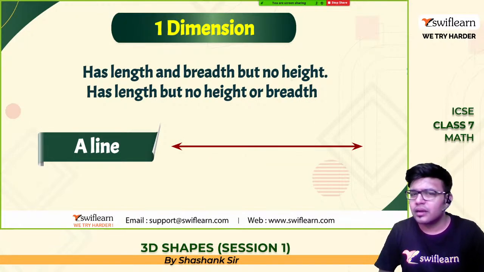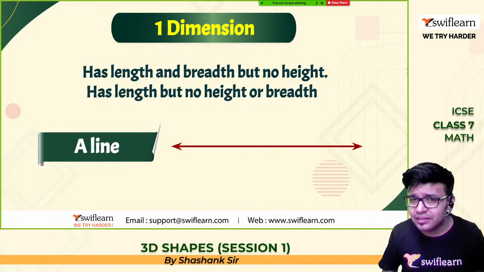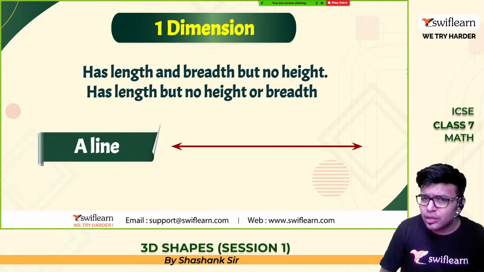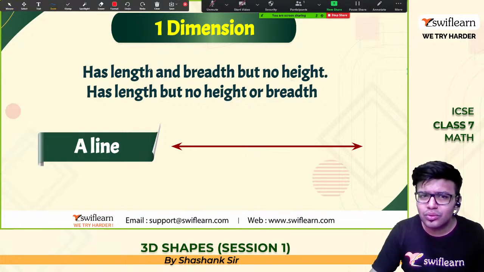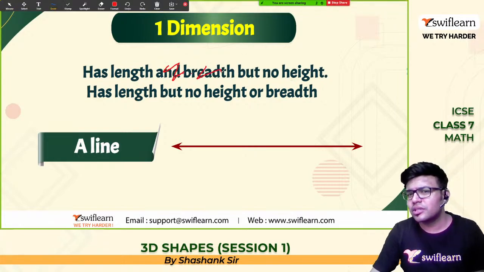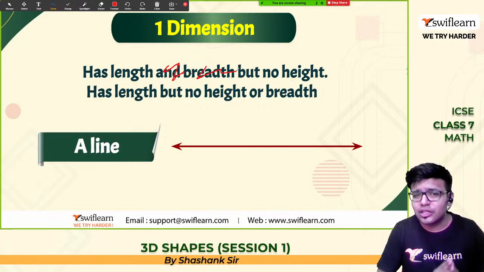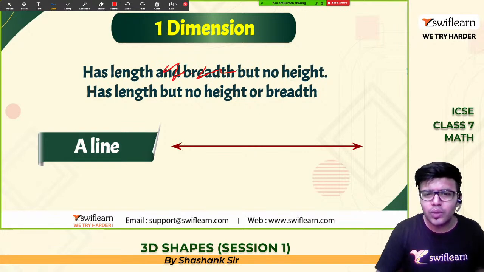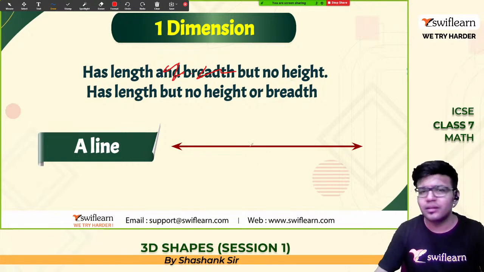A line is a one-dimensional geometrical figure. A one-dimensional object has only one dimension. It has length but no height and no breadth. See this line. A line is a one-dimensional figure. It only has length, no breadth, no height. Okay, there is some correction here.